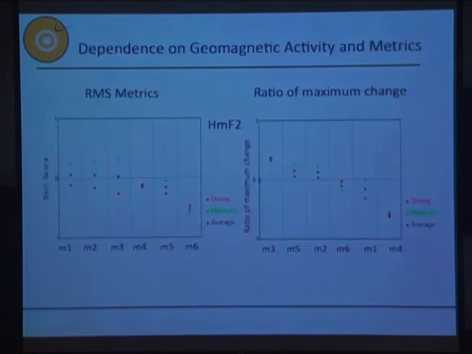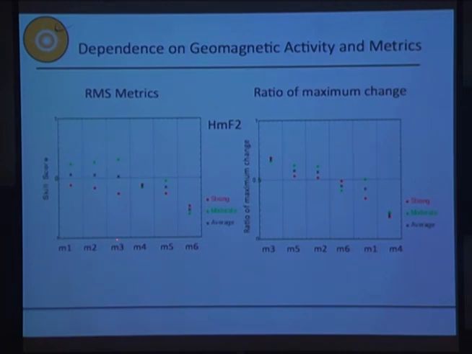This left one is the skill score for hmF2, and this right one is the ratio of maximum change. The red dot is the average for strong storms, the green one is the average for the moderate events, and this black cross is the average for all events. As you can see here, most models perform better for the moderate condition than for the strong storm.